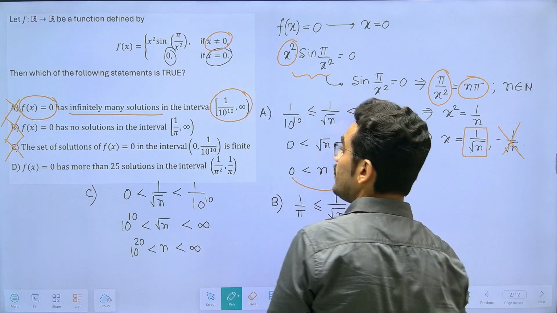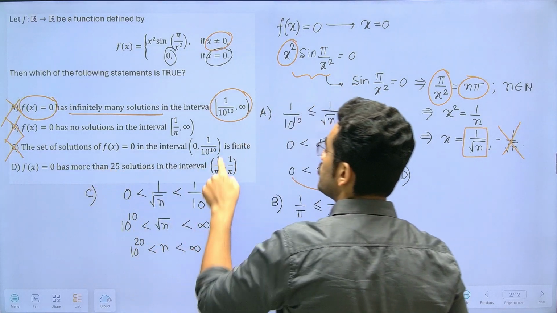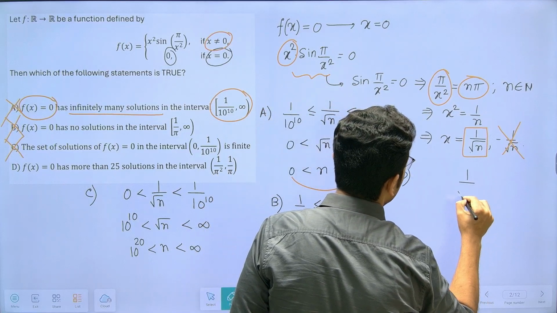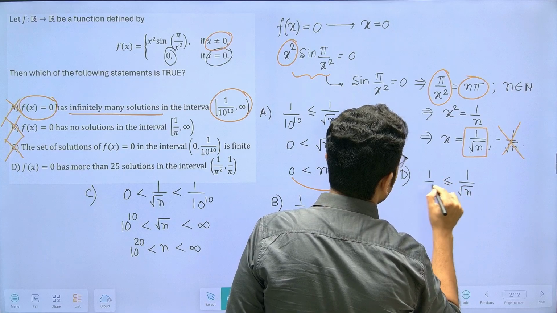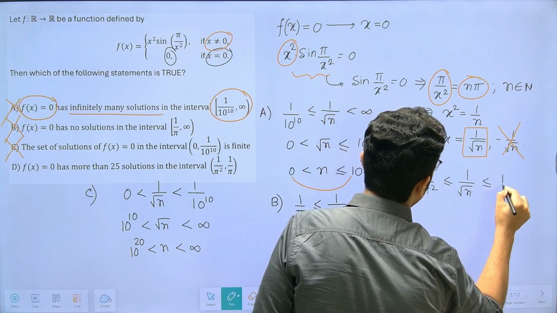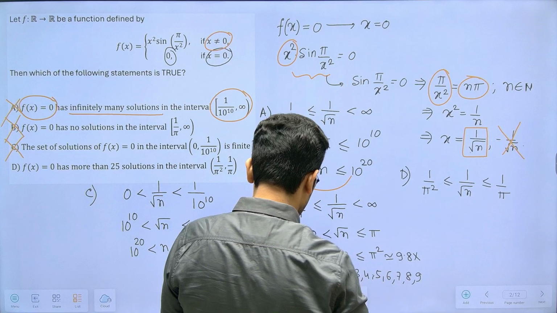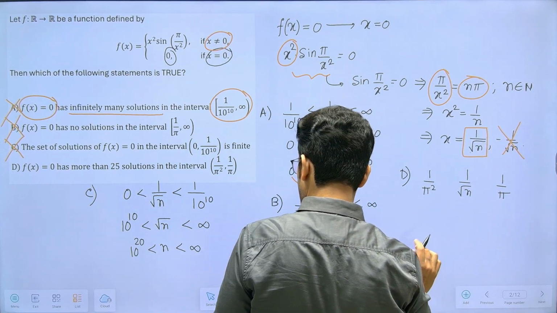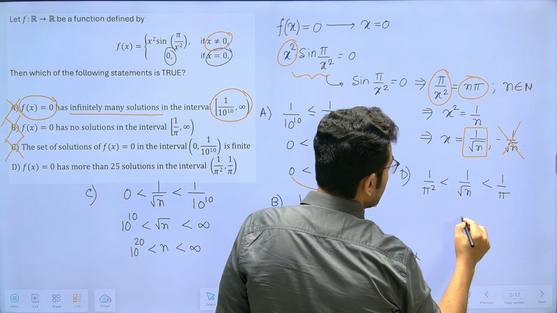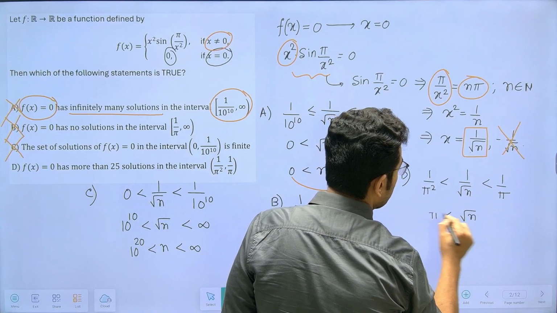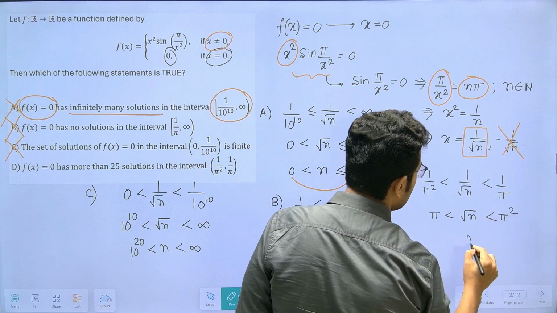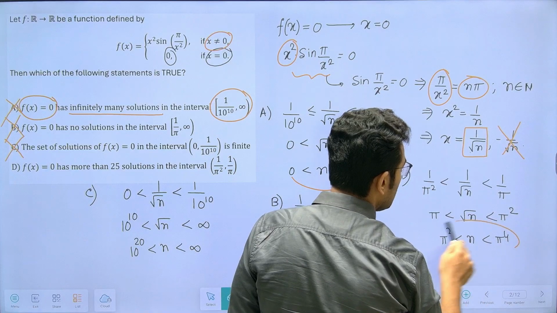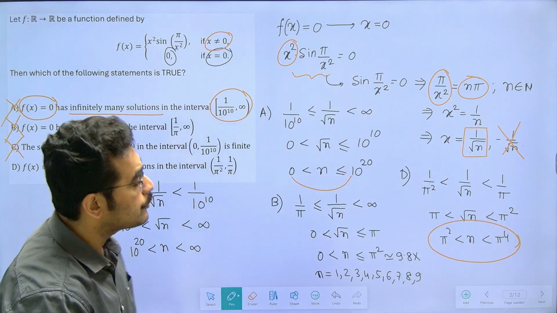That is, f(x) = 0 has more than 25 solutions in the interval 1/π² to 1/π. So let us put our solution 1/√n between 1/π² and 1/π. It's actually an open interval, so let us make it a strict inequality. Taking the reciprocal, √n should lie between π and π². Squaring both sides, n should lie between π² and π⁴.